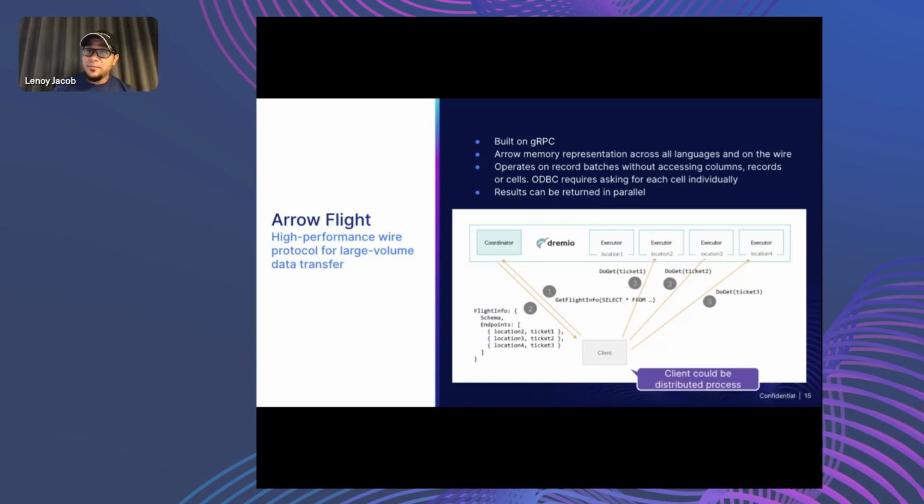Since everything in Dremio is done using the Apache Arrow memory format, we can transfer those Arrow buffers directly to a client without converting into another format. And since it's built on gRPC, it's pretty fast and multi-threaded, as opposed to something like ODBC or JDBC. And this is instrumental for many extraction use cases.